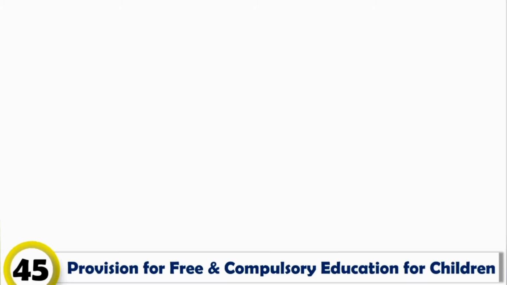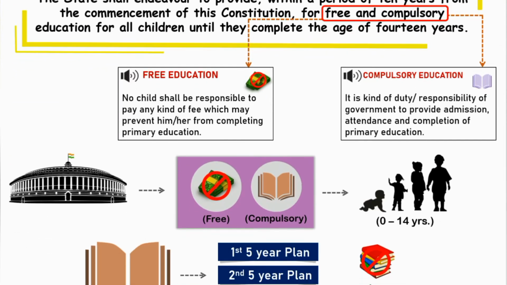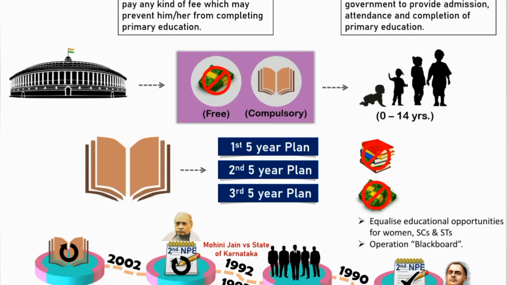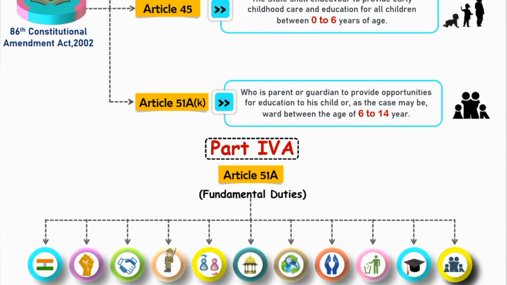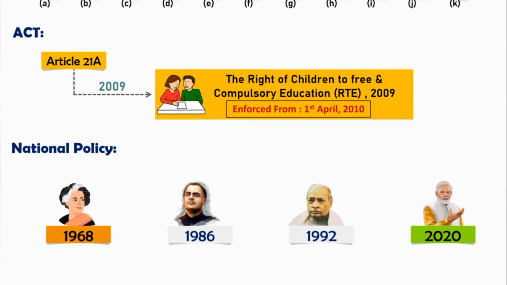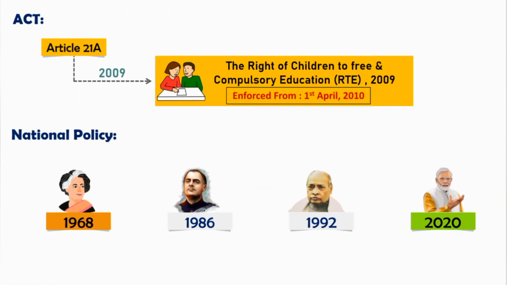In the last video, we discussed Article 45, that is about education of children. And along with that, we also discussed evolution of education in India. If you haven't seen that video yet, then the link is given in the description box.